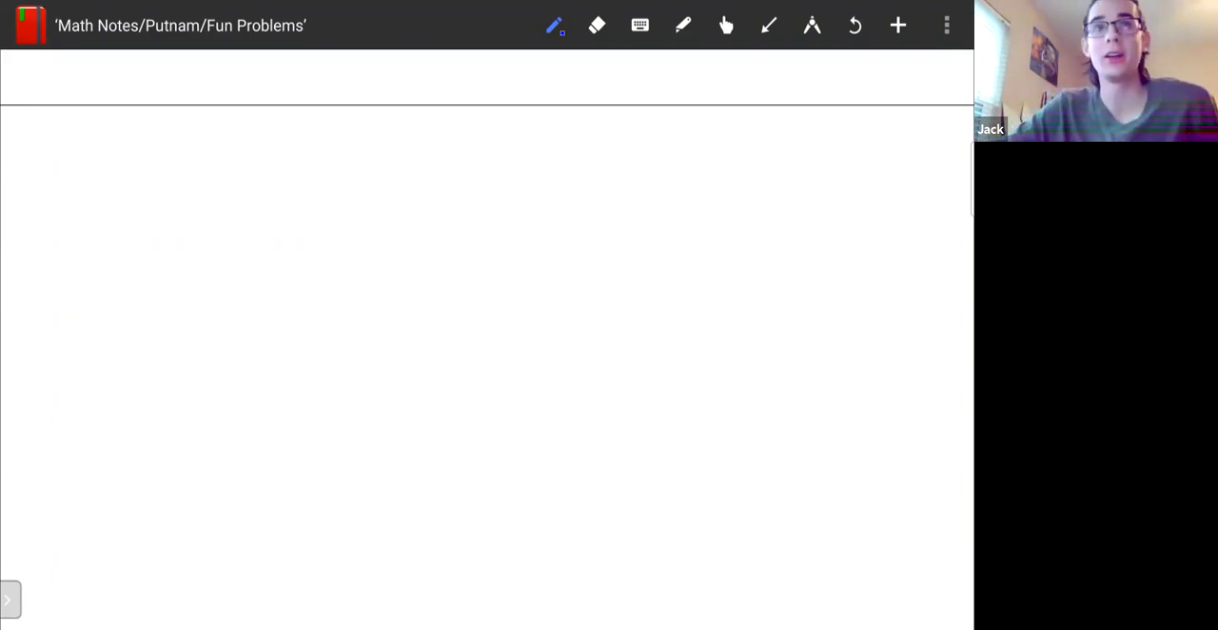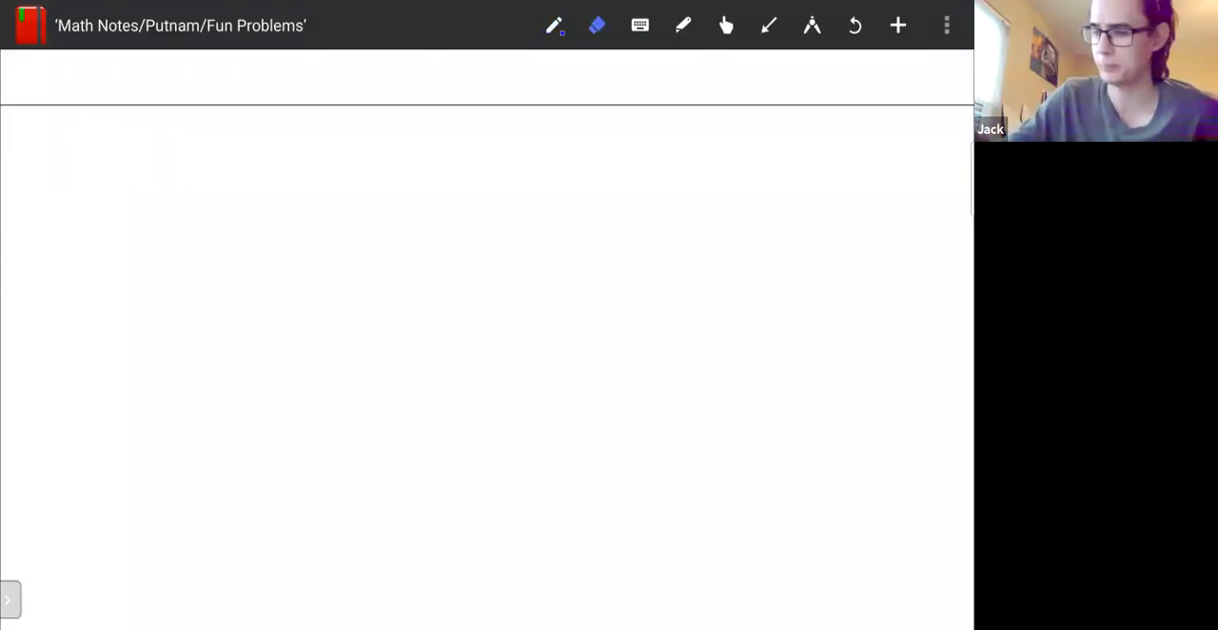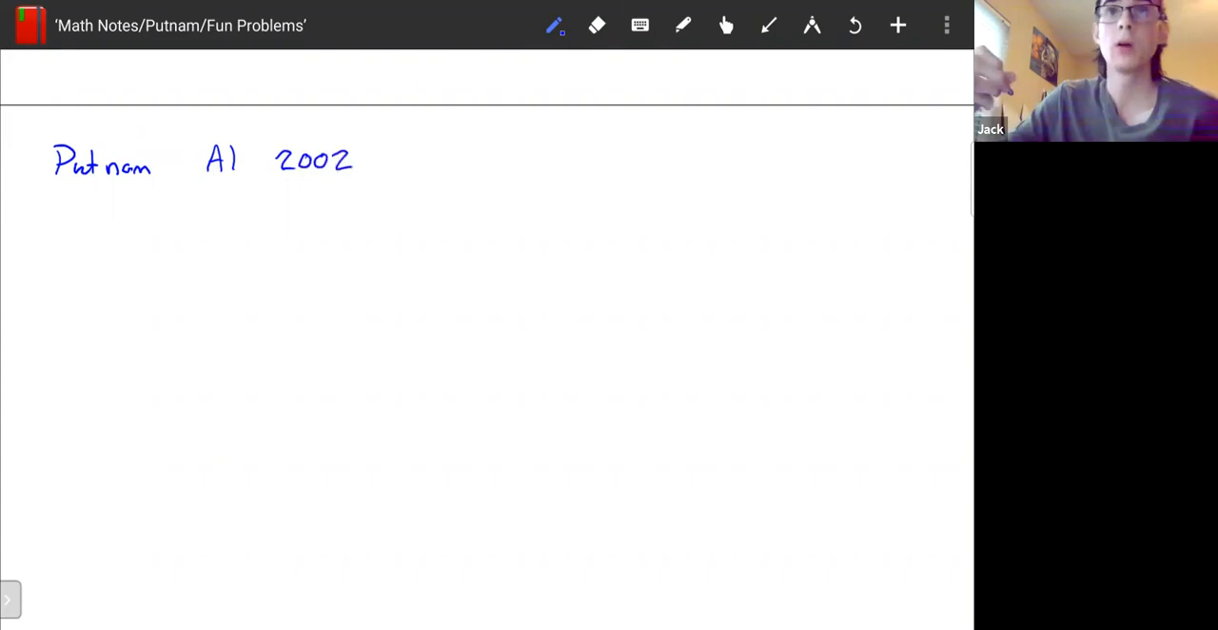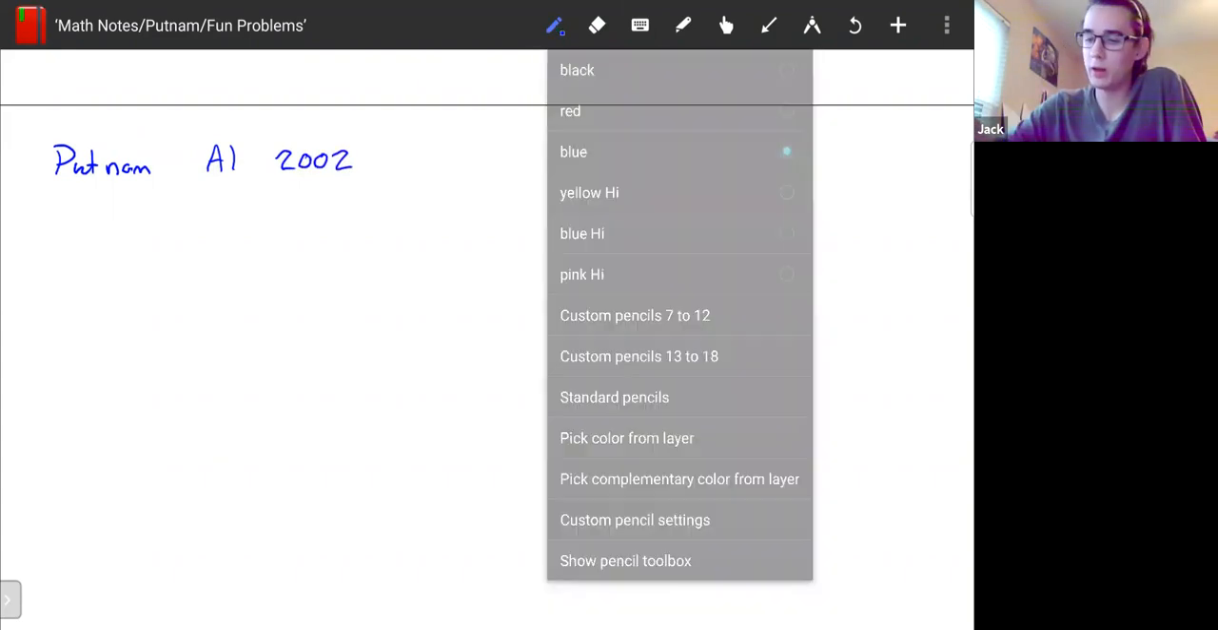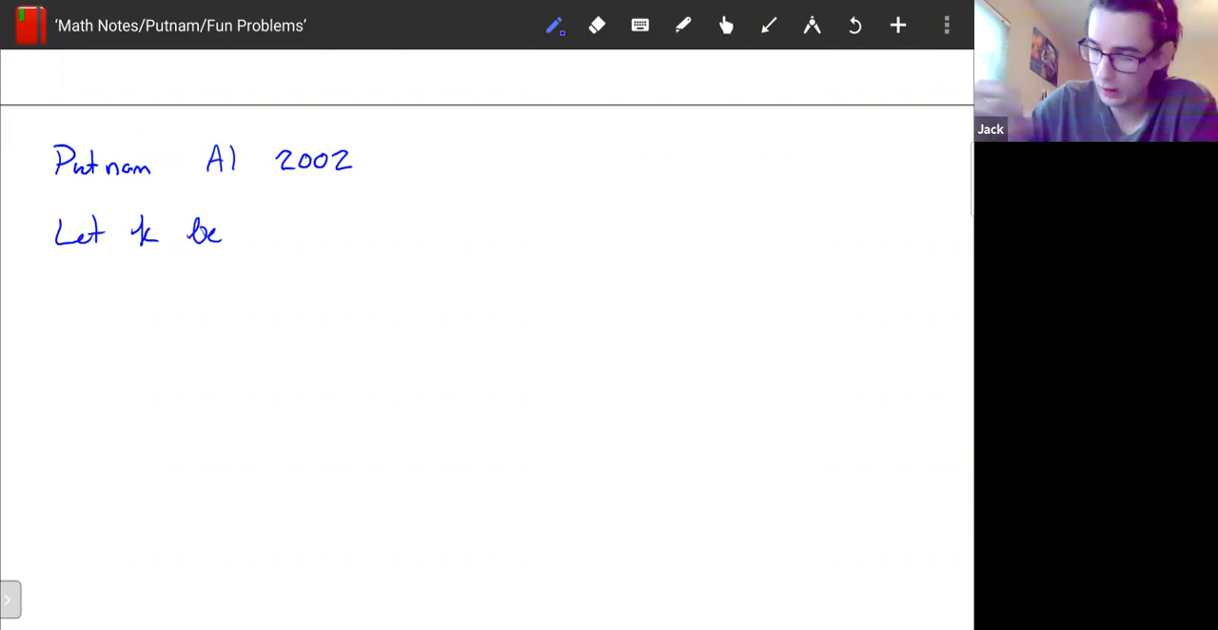So this second one states that we're going to let... Right, Putnam, what kind of problem is it? Oh yeah, this one is Putnam A1 2002, I want to say. And it states that we're going to let k be a positive integer.